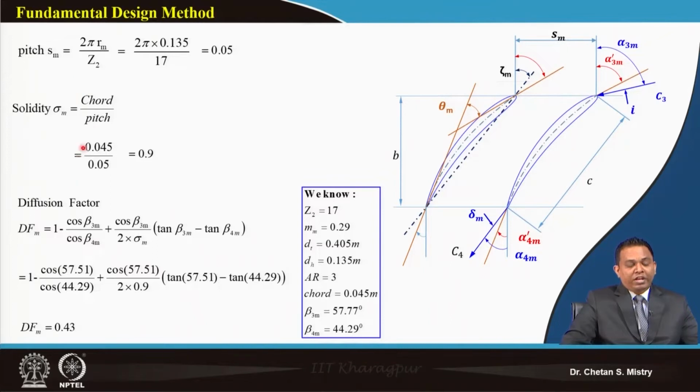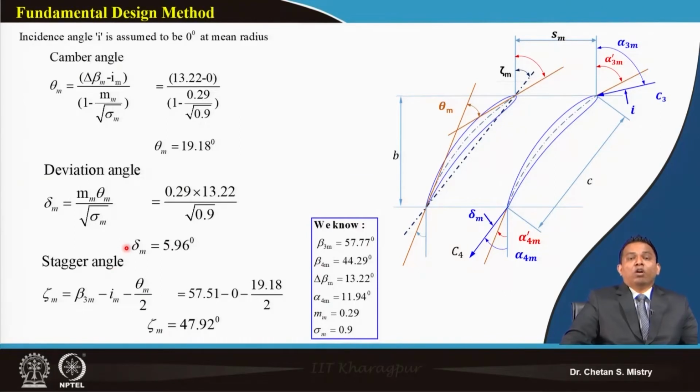Once this solidity is known to us, we can do our calculation for diffusion factor at the mid station for rotor 2, and that's what is coming 0.43. Be careful in terms of putting the angles beta 1, beta 2; here this will be beta 3 and beta 4. Okay.